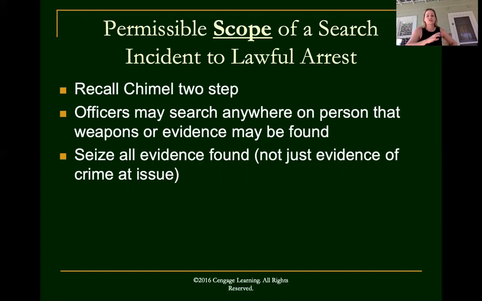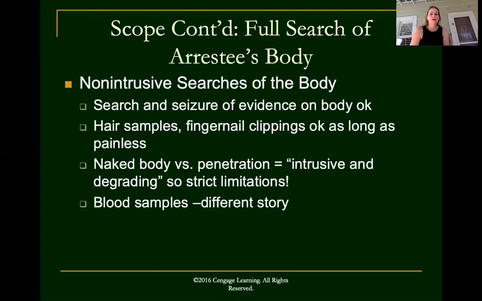Now, in terms of the scope, officers can search anywhere on the person that weapons or evidence may be found, okay? So seize all evidence found, not just the evidence of the crime at issue. Now, one thing to take into consideration is that your textbook is outdated on one very important aspect. You can conduct non-intrusive searches of the body. So search the pocket, search the purse, search with anything within the wingspan, right? You can even take hair samples, fingernail clippings, as long as they're painless.